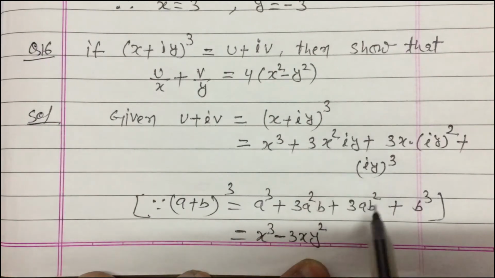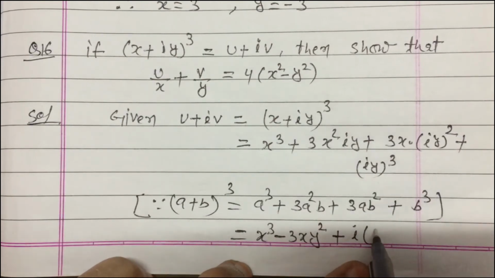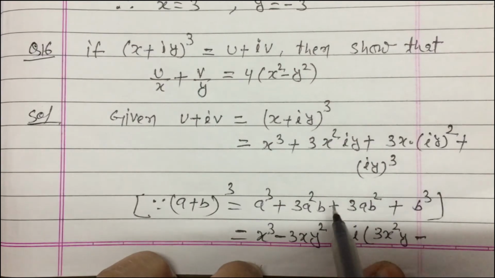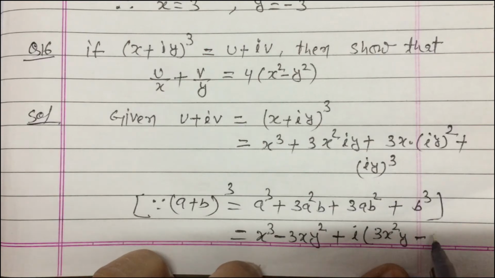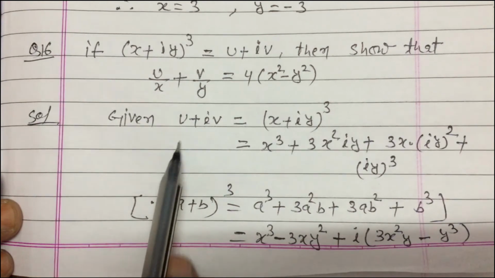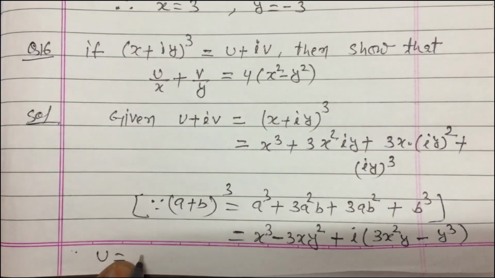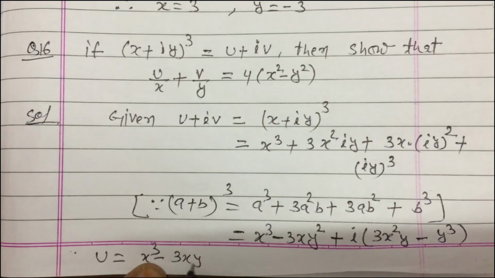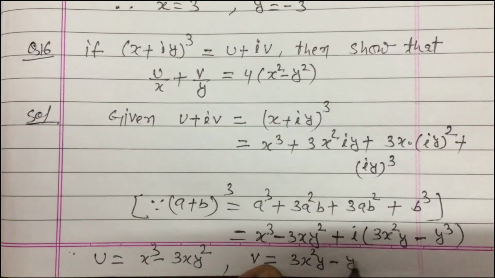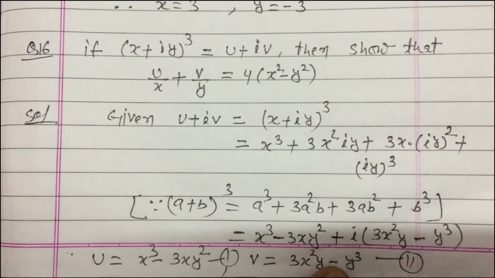Now write the imaginary parts. I am taking i common from here. It is 3x square y, and it is i cube. It means minus i is outside, so here it is only y cube. Now equate the real and imaginary parts. You will get u is equal to x cube minus 3xy square and v is equal to 3x square y minus y cube. Equation first and equation second.